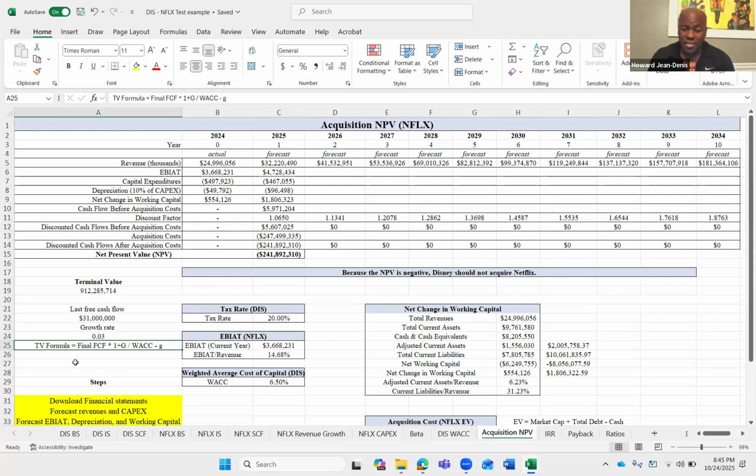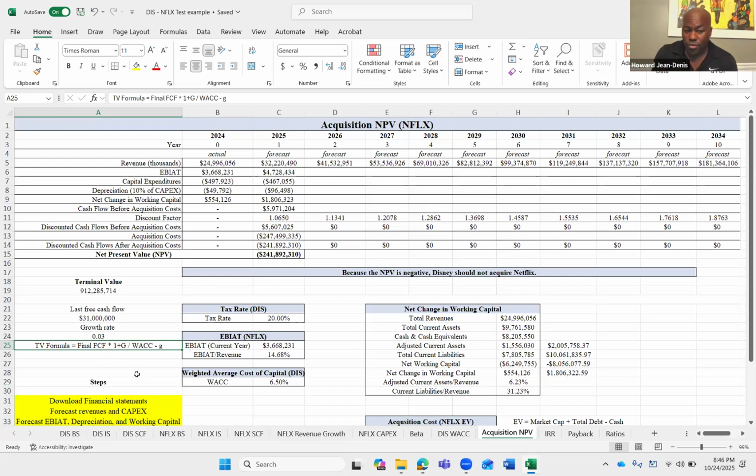Terminal value formula is the final free cash flow, right? Multiplied by 1 plus the growth rate. In this case, we're using 3%, which is the GDP growth currently, divided by your weighted average cost of capital for your acquirer minus the growth rate. So it's going to come up with a pretty big number, right? And so this is assuming that for the deal of Disney Netflix, if in the future it's sold off or there's some type of divestment and Netflix pays back Disney, that type of thing.